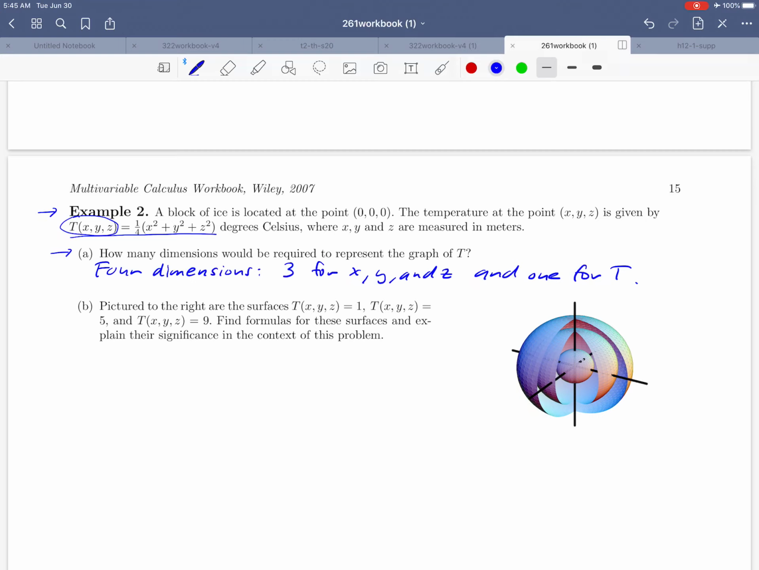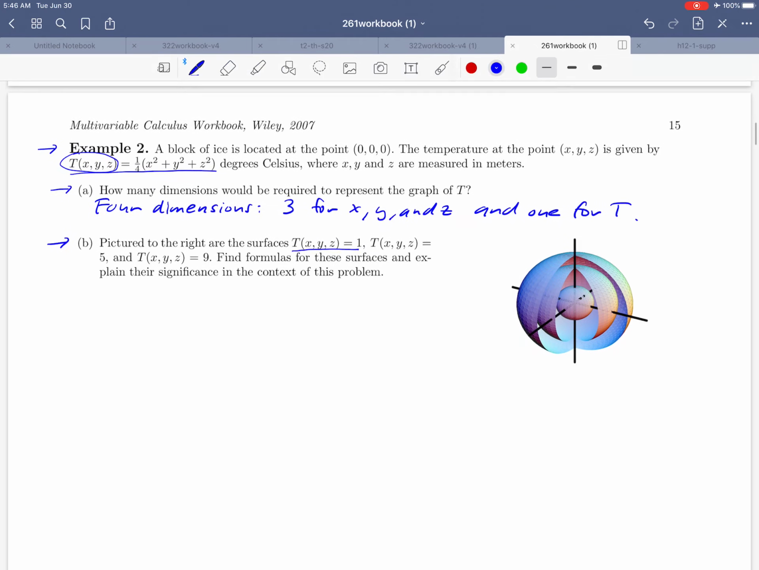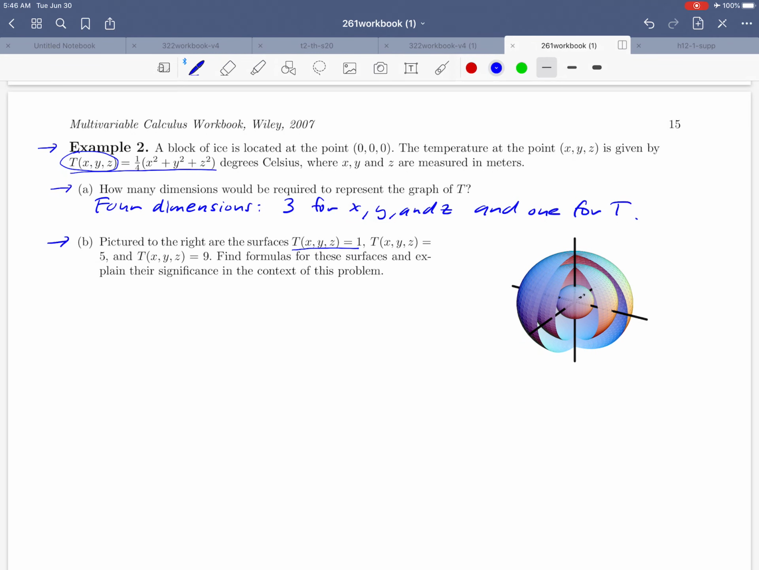All right, and so what we can do to analyze a function like this is to take one of the variables and set it equal to a constant. That's kind of what's going on down here. So we've got 3 surfaces that we get by taking the temperature and setting it equal to a specific value, T(x, y, z) = 1. The claim here is that we get a surface in 3-dimensional space if we do that. They'd like us to, one by one, find formulas for those 3 surfaces and then to explain their significance in this problem. Let's do that together, starting with the first one here.